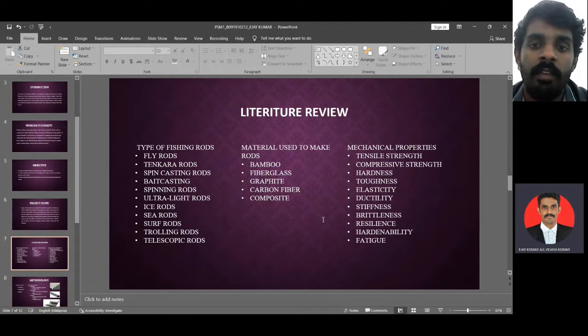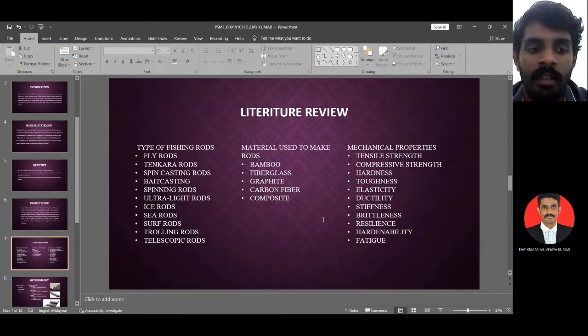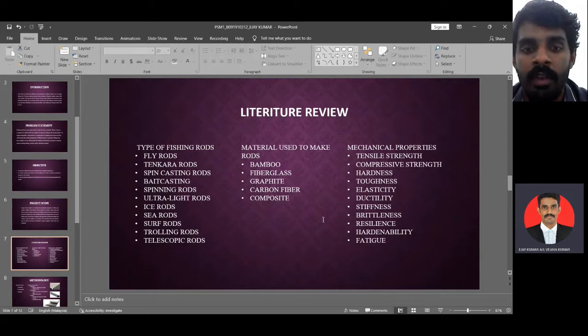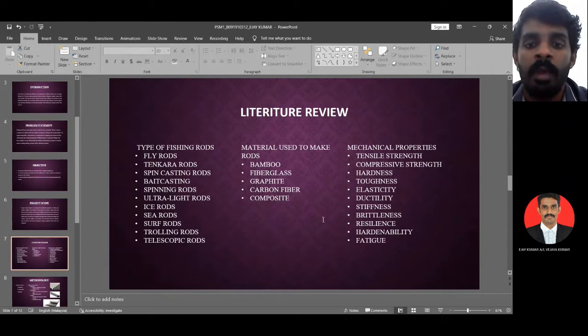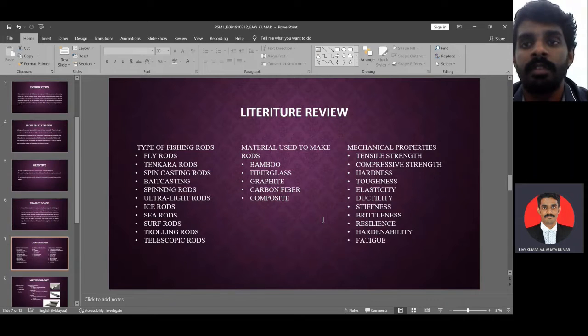Fiberglass. As from the information I gathered, fiberglass is lighter and durable. Graphite is lighter and stronger, while carbon fiber is lighter, stiffer, and brittle. I mainly focus on these three types of material because from the research I gathered, bamboo is no longer used as a fishing rod because our technology has improved, and the composite cannot be calculated because there are many types of composite.